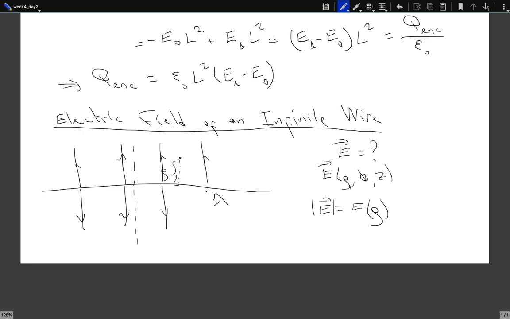What is this direction in terms of our unit vectors? Well, in this diagram, I'm just drawing the two dimensions. Let me add the third dimension. So these are my electric field lines.